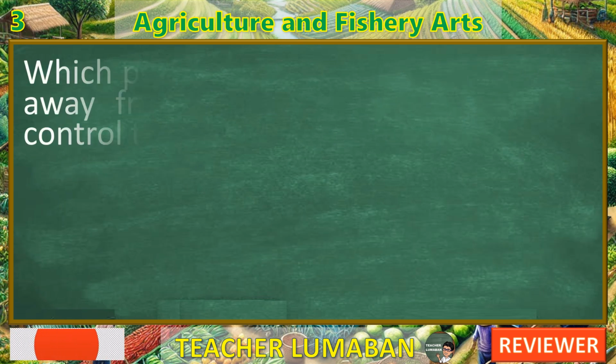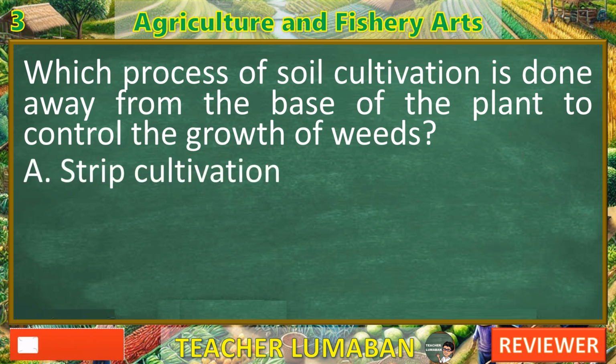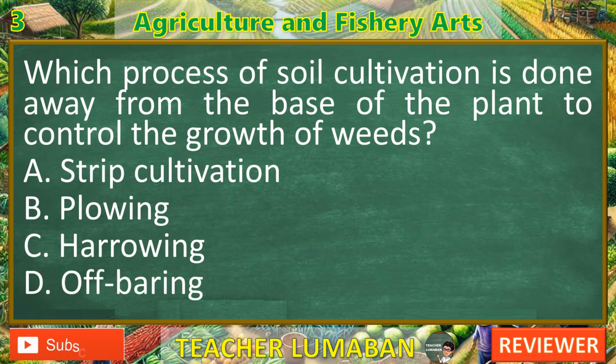Which process of soil cultivation is done away from the base of the plant to control the growth of weeds? A. Strip cultivation. B. Plowing. C. Harrowing. D. Off-bearing. In the next 5 seconds, select the best response from the available options.